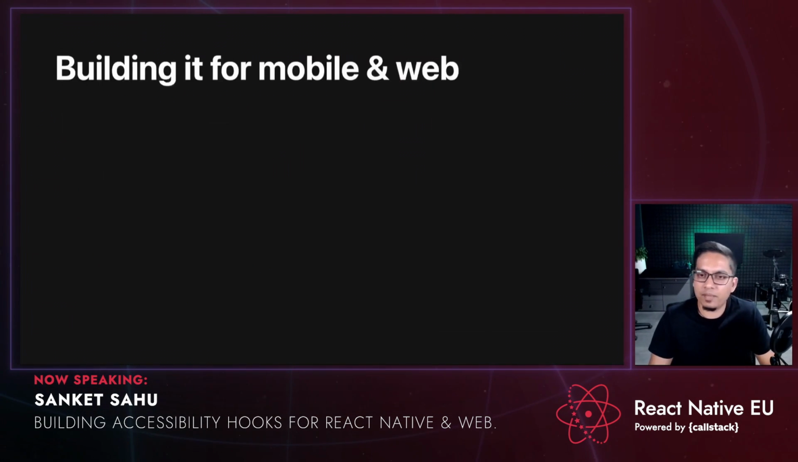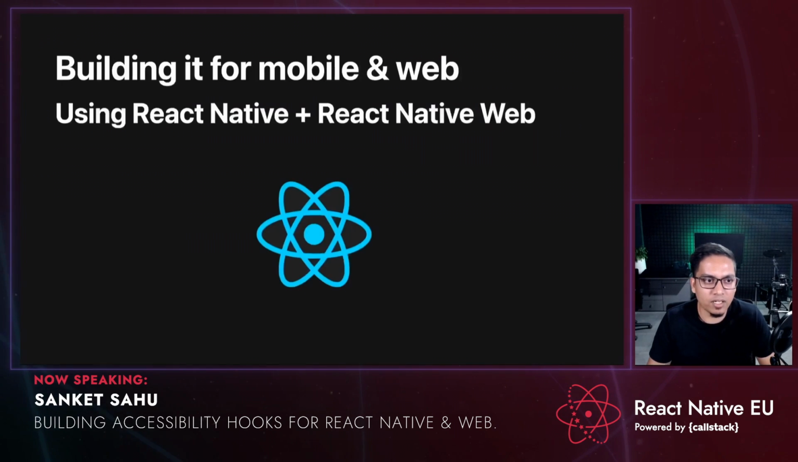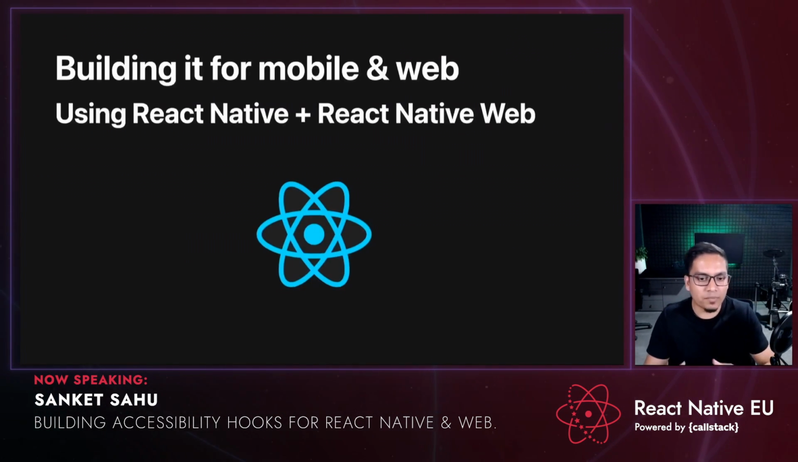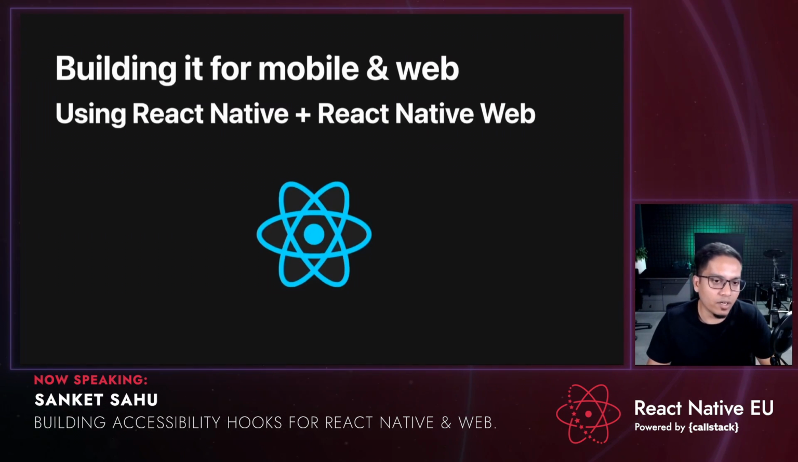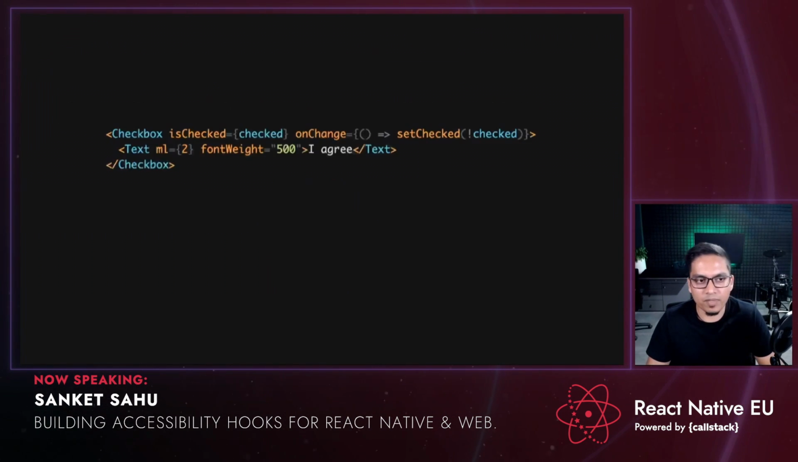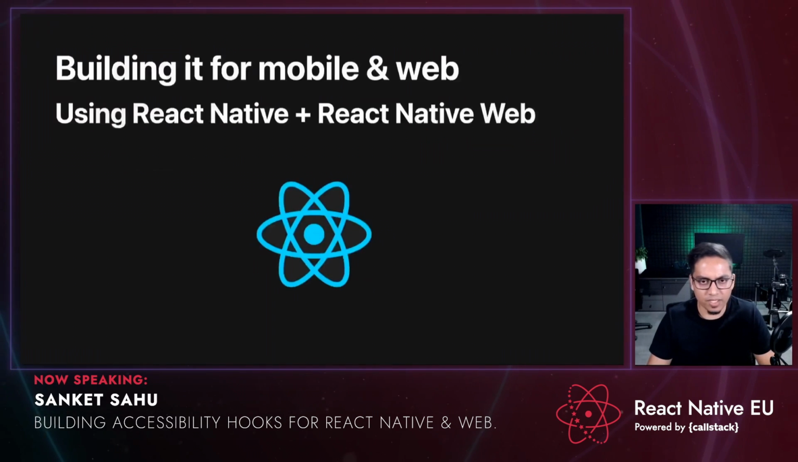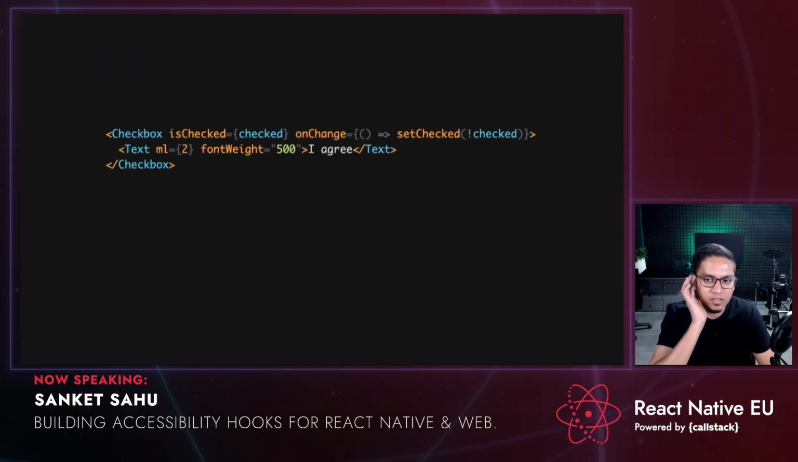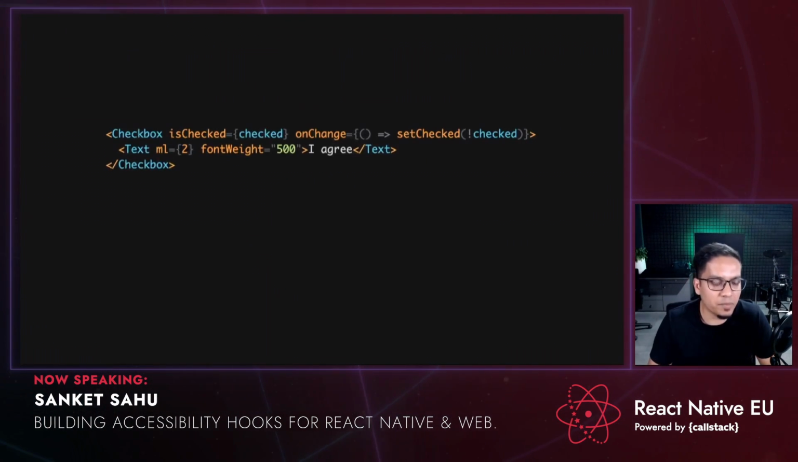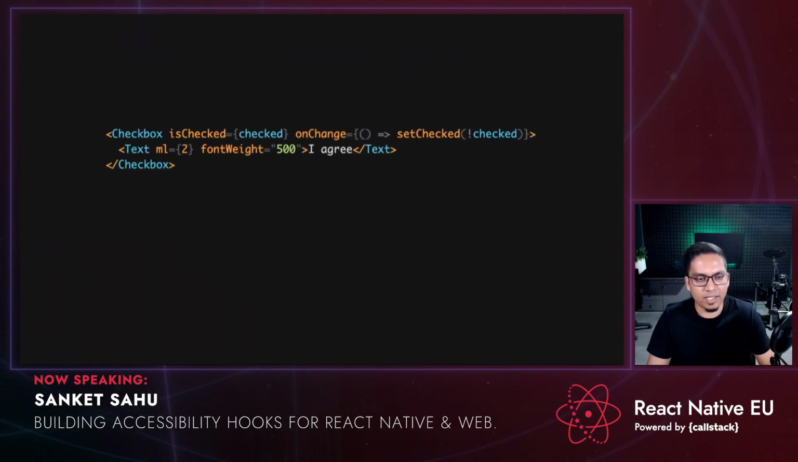How can we do the same thing for web, or can we write a unified markup or unified component that works on both the platforms? Yes, it's pretty much possible. We can use React Native Web to map the same React Native API on the web, and let's see how that can be done. Let's assume that this is our dream API and this is what we want to do: create a checkbox component that works on all the platforms.